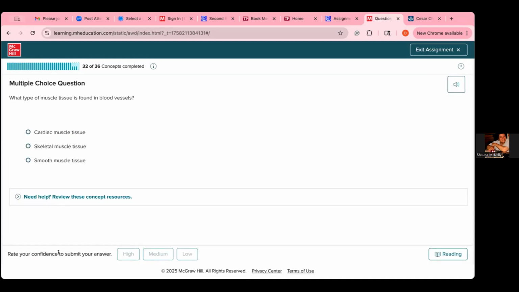Which type of muscle tissue is found in blood vessels? That would be smooth muscle tissue, because cardiac muscle is only found in the heart. That's smooth muscle tissue for this one.